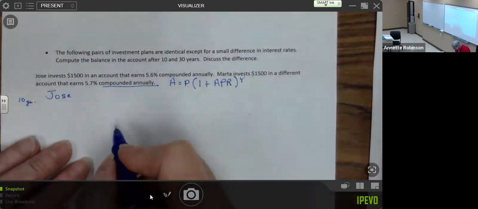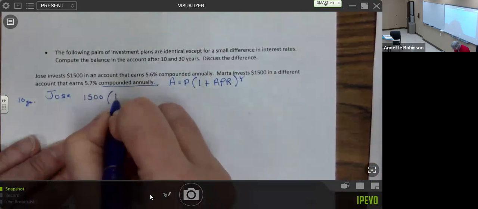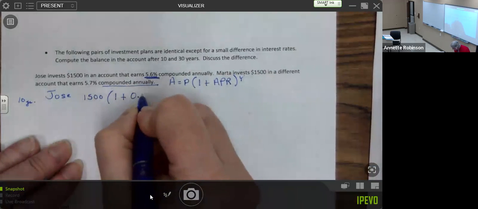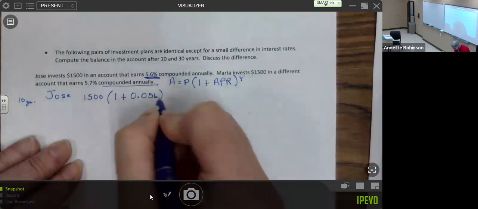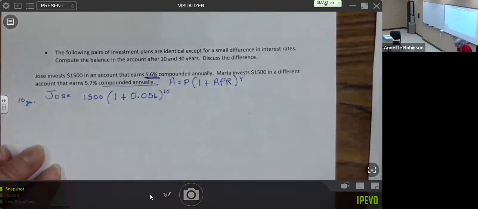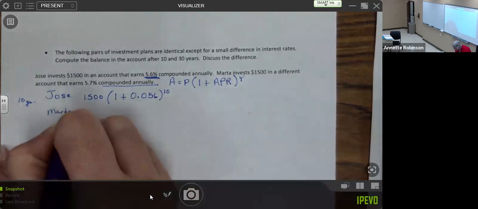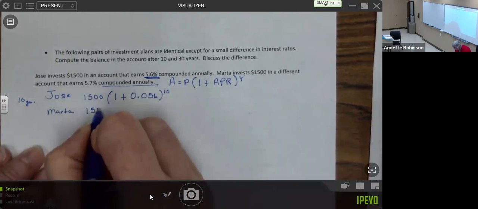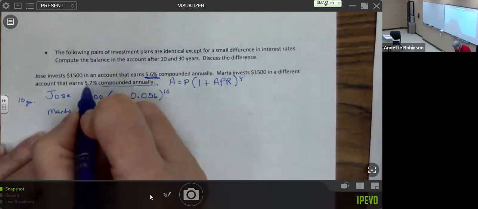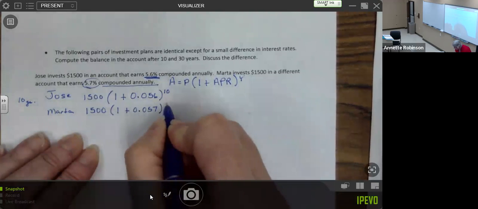So for Jose, we've got $1,500. We're doing 1 plus, remember Jose's doing a 5.6, so his is going to be 0.056. And in this case, we're doing it for 10 years. Now, I'm not using my calculator yet. I'm going to go ahead and say that Marta, for 10 years, she's still got 1,500, same amount of money. The only difference is she's doing a 5.7. So that's going to make this 0.057.